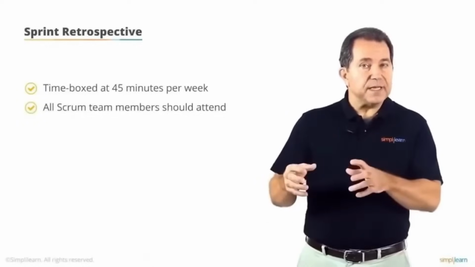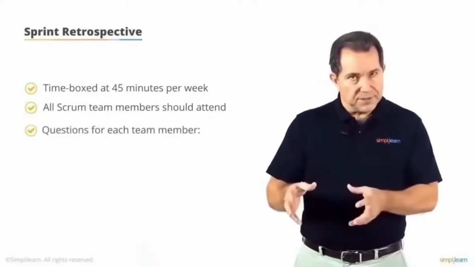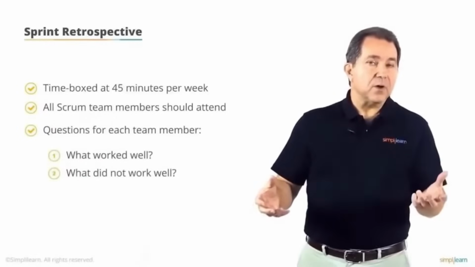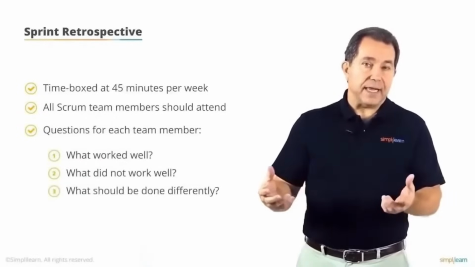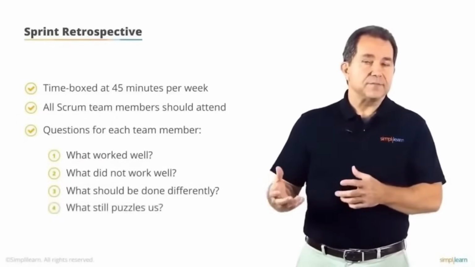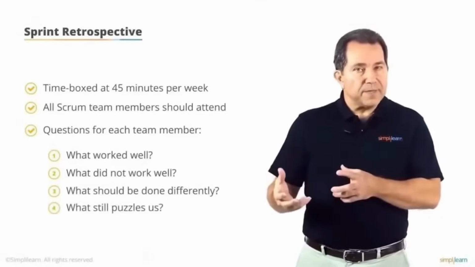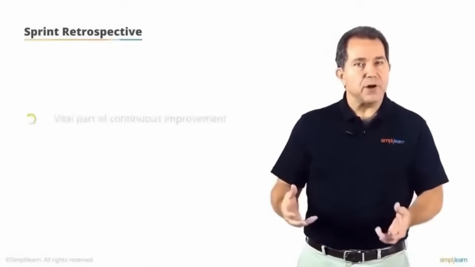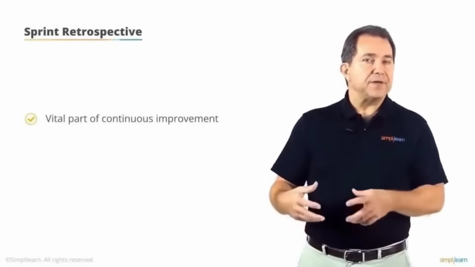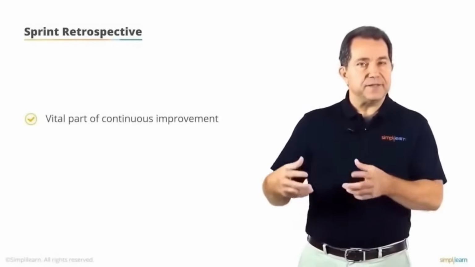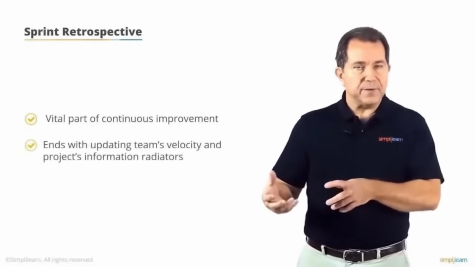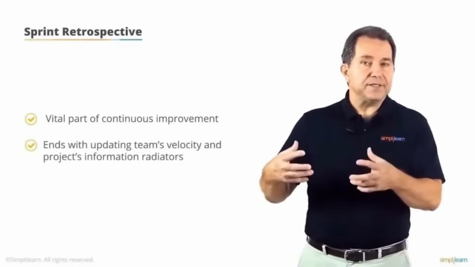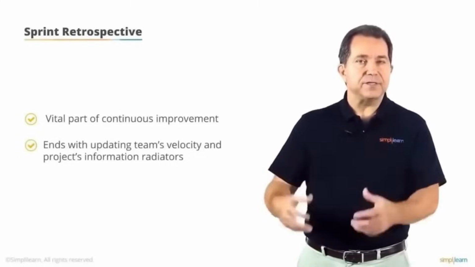During the retrospective, the team answers 4 questions. What worked well? What did not work well? What should be done differently? And what still puzzles us? One or several problem detection techniques may be used in the retrospectives, and this ceremony is a vital part of continuous improvement. At the conclusion of the retrospective, the team's velocity and the project's information radiators are updated. The next sprint planning meeting takes place, and this cycle continues until the project is complete.